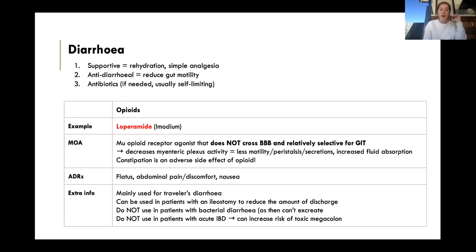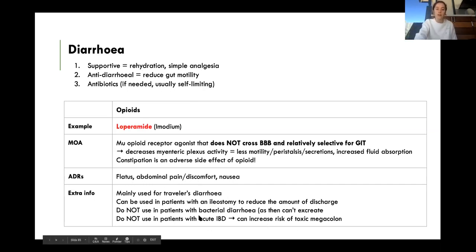So you get less of the myenteric activity, leading to less motility, peristalsis, and secretions, so you're making the most of an adverse effect of the opioids. But you can also get nausea, abdominal pain, flatus, and you mainly use it in traveler's diarrhea. But you don't want to use this if there's bacterial diarrhea, because then they can't excrete the bug.